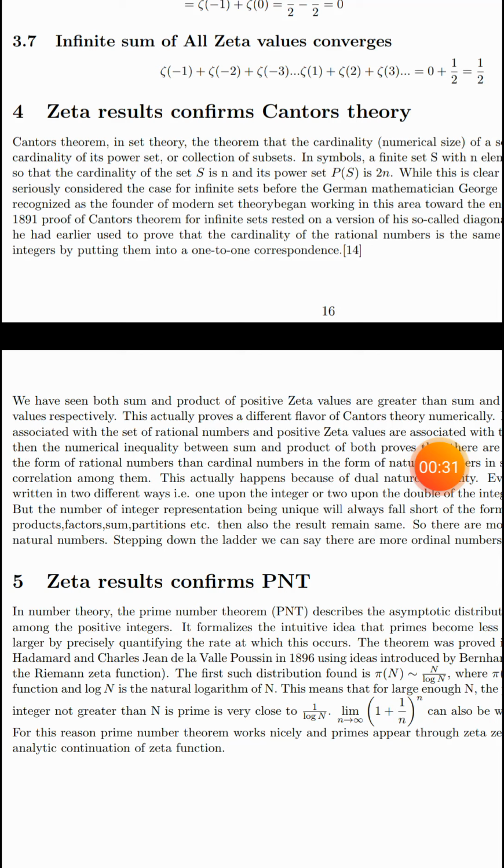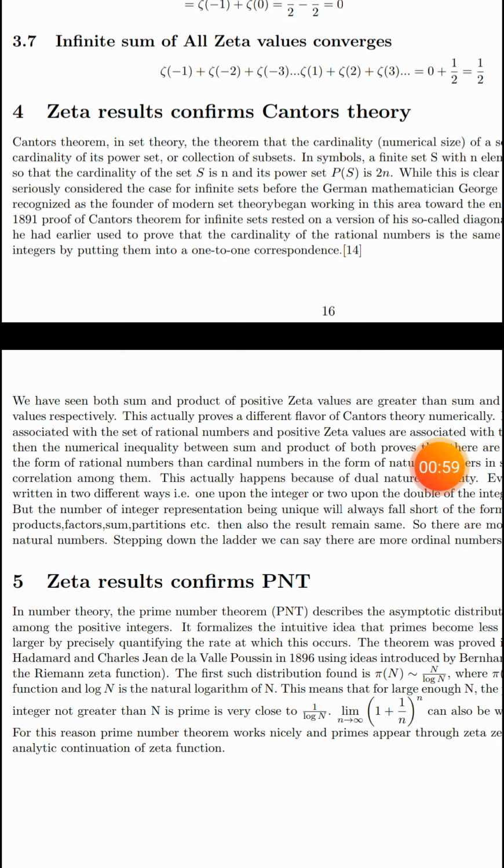So now, when we are analyzing the result, I just got a similarity with Cantor's theory. Zeta minus 1 gives us a half, whereas zeta 1 gives us a greater value. How can it be possible? That was the question I faced, but I was not finding any relevant answers.